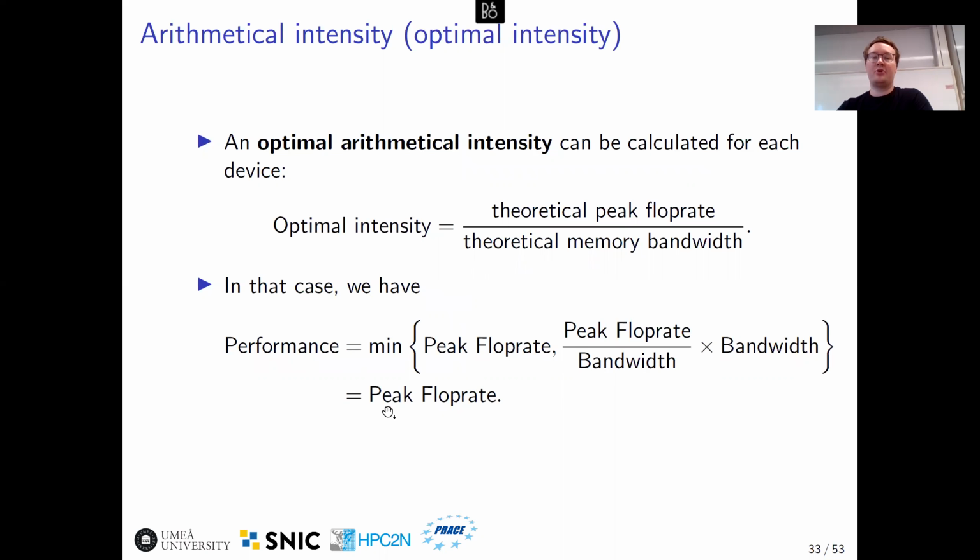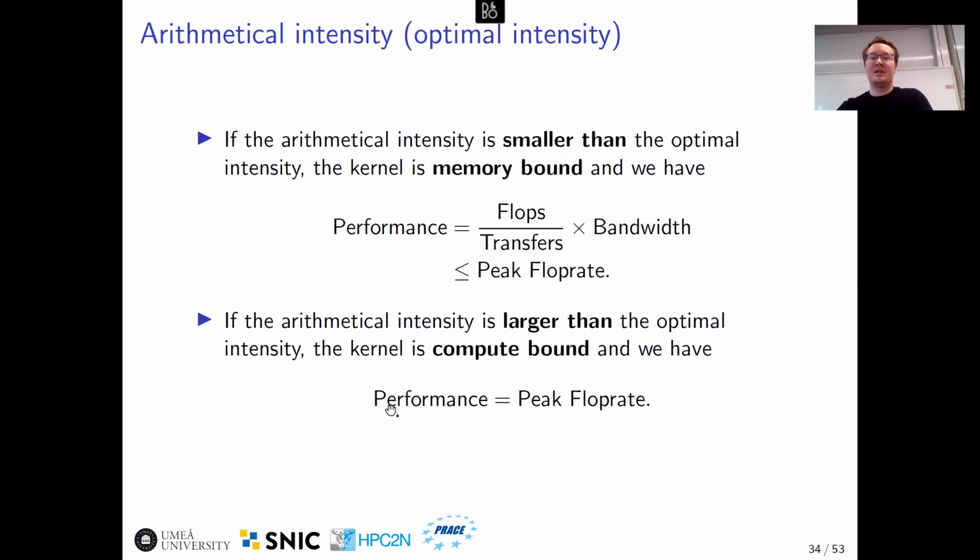So in that case, the performance will be a peak flop rate. And then if you take a code where the arithmetical intensity is smaller than the optimal arithmetical intensity, then you will end up evaluating this term, and that is always guaranteed to be smaller than peak flop rate. And this would very well agree with the earlier observations where we had this XPy code that has a very low arithmetical intensity, and therefore this is going to evaluate to be smaller than peak flop rate.